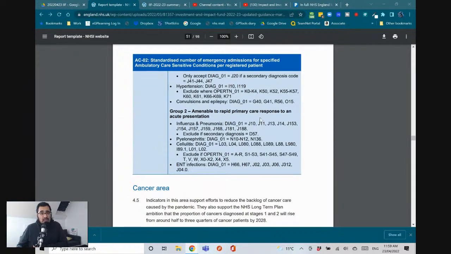Although annoyingly, if that's how your pathway is set up and it counts as a hospital admission, you're going to be penalized, which is really frustrating in my view for those kind of things. But hey, we will see. It'd be interesting to know what this looks like moving forward, and I'd love to know your opinions.